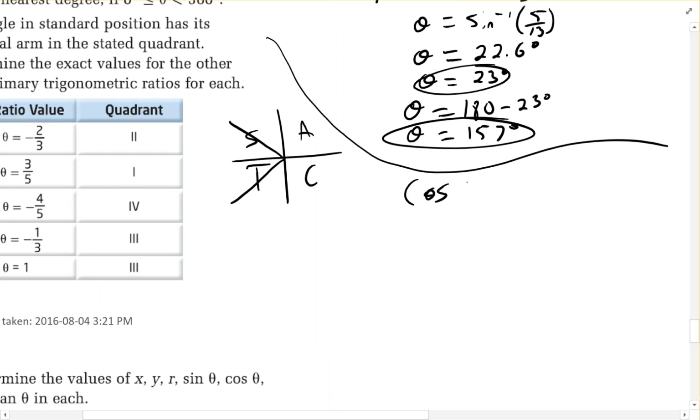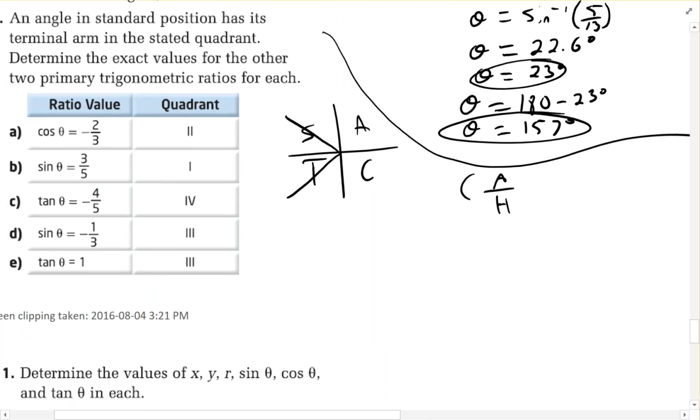Cos is equal to, let's do CAH. So it's adjacent over hypotenuse. If I'm looking at this point, you would have two different answers, right? But it says it's in quadrant 2. This is quadrant 2 right here. So I can just, for the most part, ignore that part now. I know it's up there.